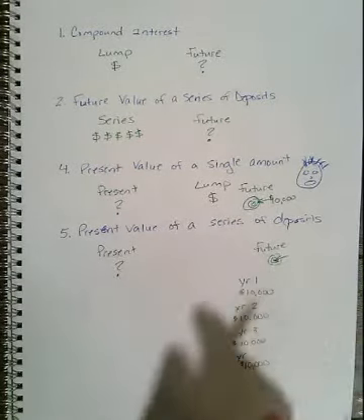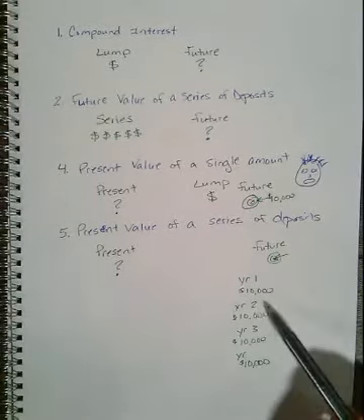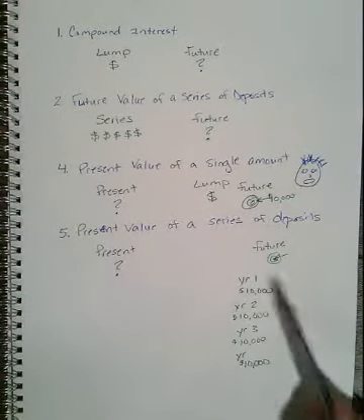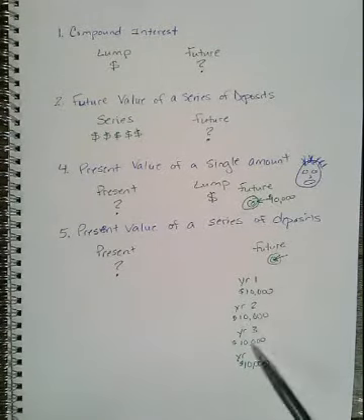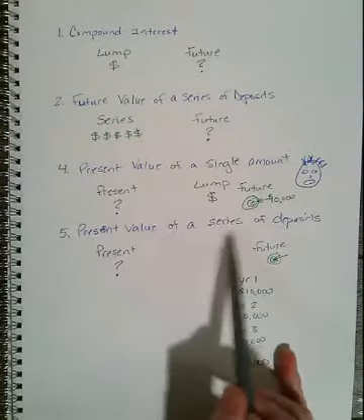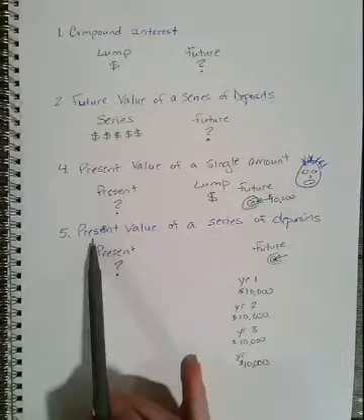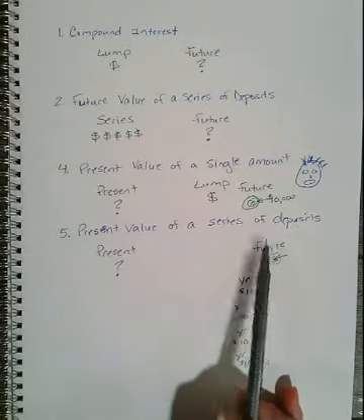So year 1, year 2, year 3, year 4. So technically you need $40,000, but you're not going to be pulling it out the first year. You're just going to be pulling out as you need it. So it's a series of deposits. So present value of a series of deposits.